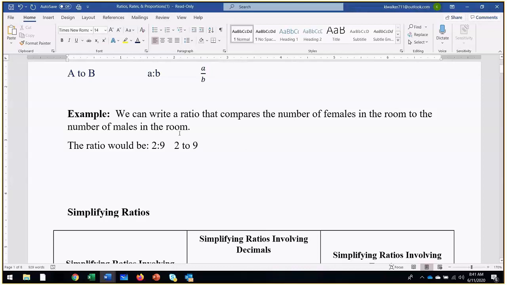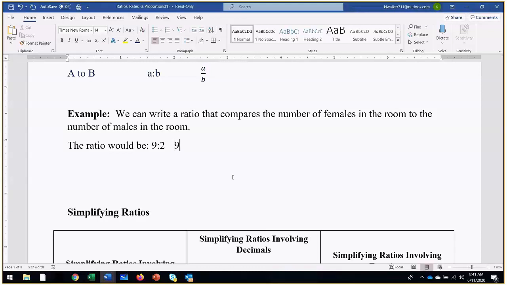Oh, I did it backwards. They want females to males. So this is exactly what I'm talking about. If you want in that order, we got to make sure that we do it in the right order, because it makes a big difference.